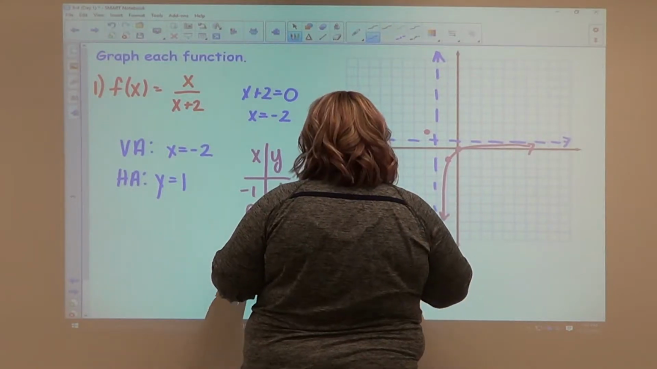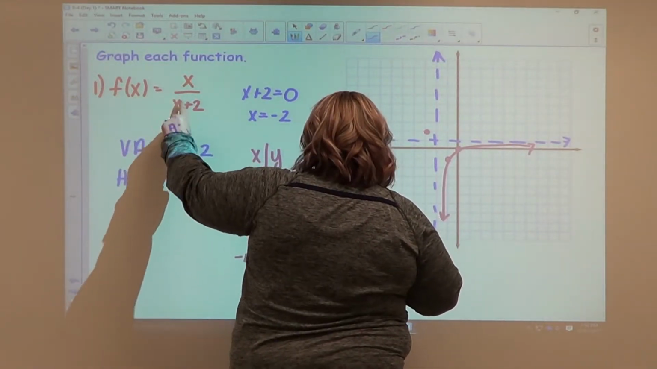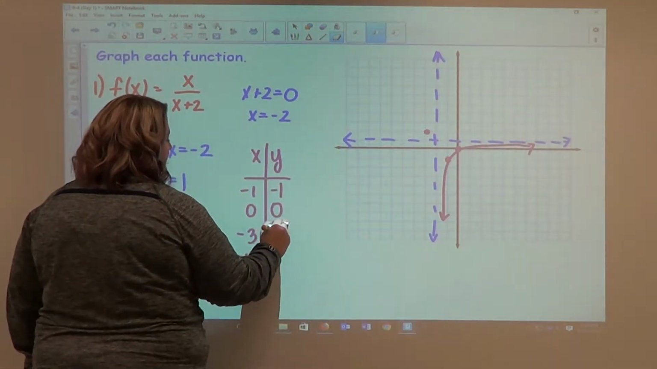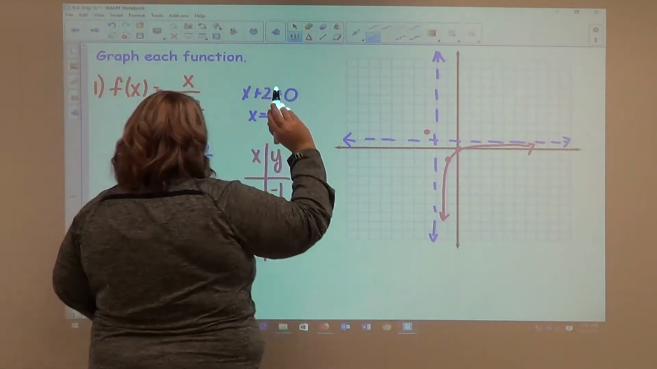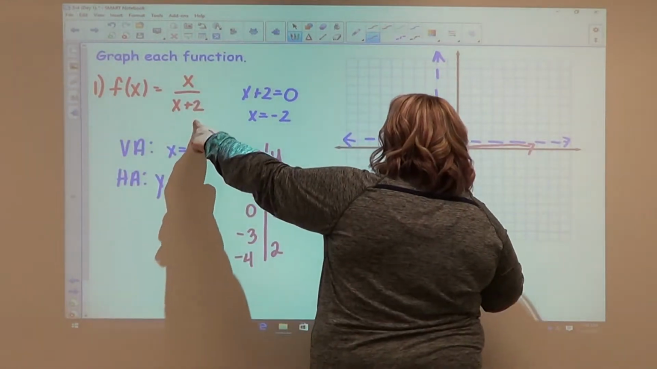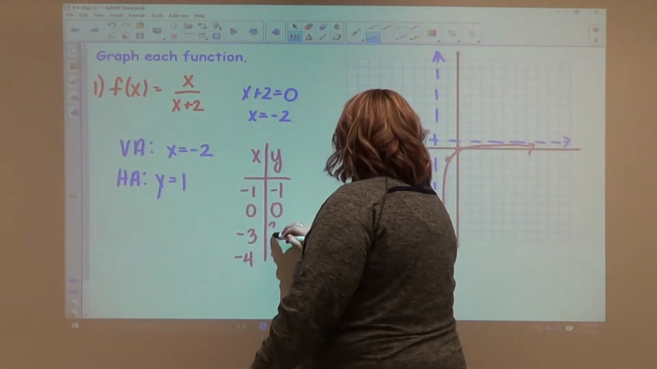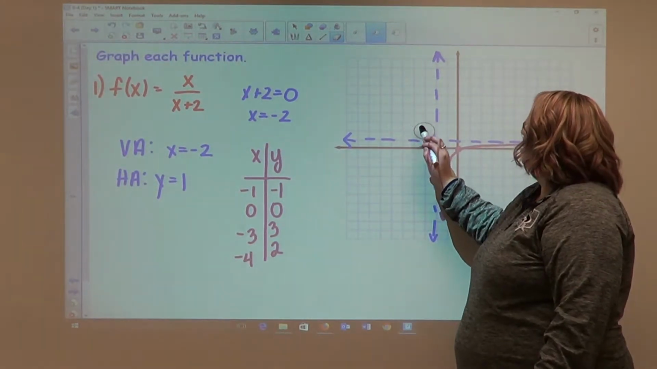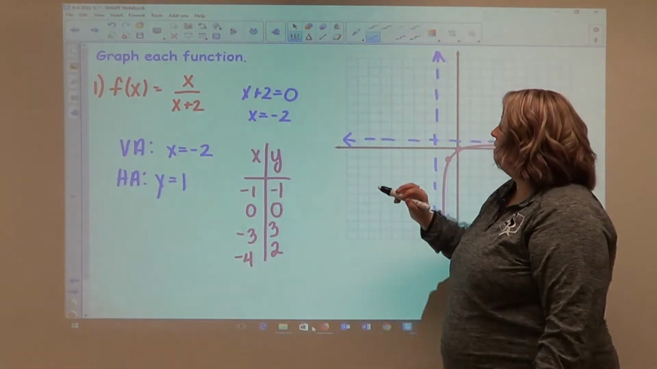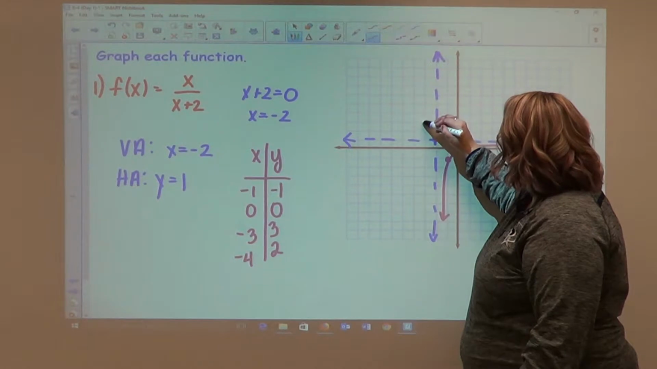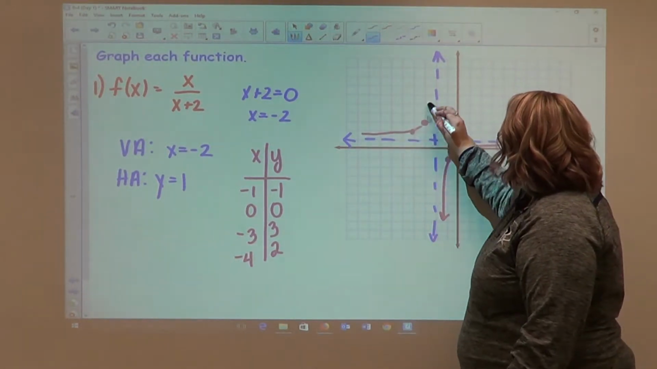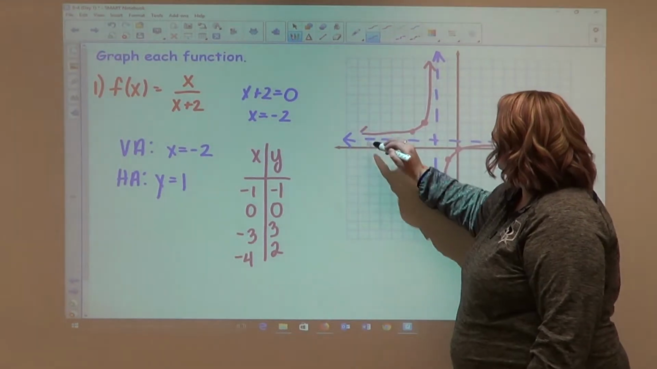Hang on. -3. It's definitely not 1. Sorry. Because if I plug this in, that's -3 divided by -1, which is 3. So this should really be, I'm sorry about that, this should be -3, 3, and that's -4, 2. Connect them, looks like that.